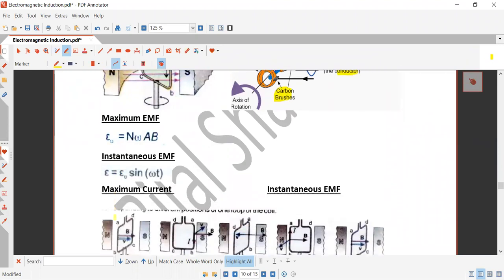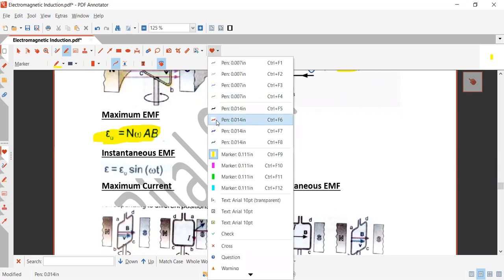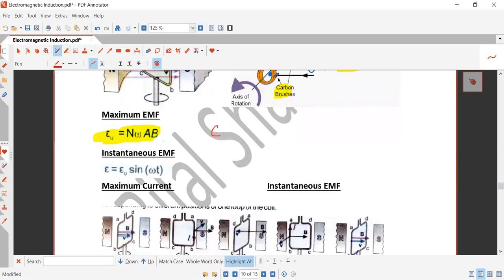Now, students, this is the formula of the maximum EMF, when sin theta is 1, meaning theta is 90 degrees. And the EMF which is not maximum will look like this: N omega A B sin theta. Now, where this formula came from, you don't know about it, and I think it's not necessary. But if you want, I can let you know about it, students.